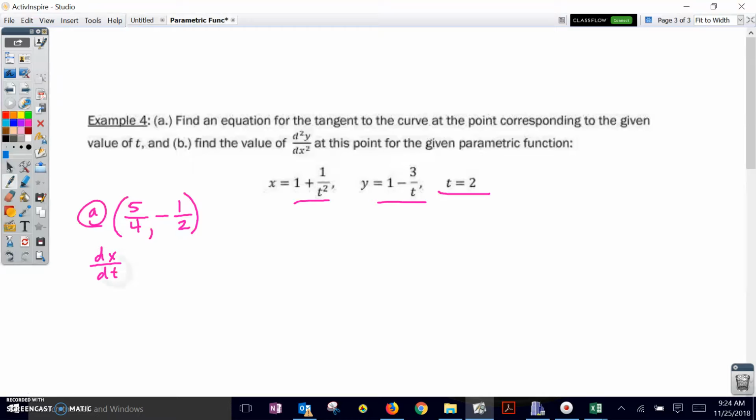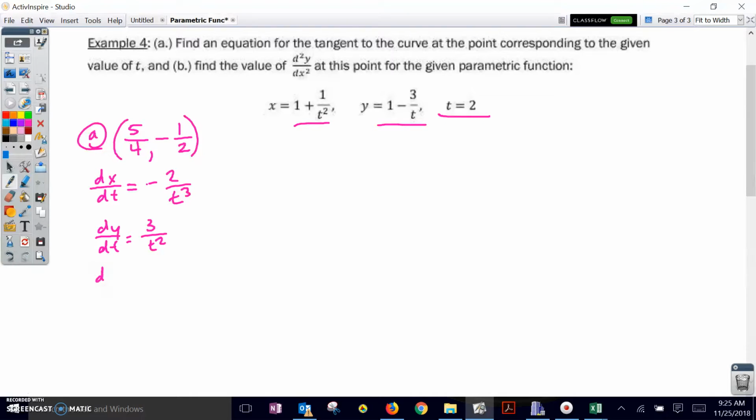So I find dx/dt. The derivative of 1 is 0. The derivative of 1 over t squared is going to be negative 2 over t cubed. dy/dt is going to be equal to, let's see, that's negative 3 over t to the negative 1. So that's going to be 3 over t squared. And so dy/dx is equal to 3 over t squared over negative 2 over t cubed. Simplifying this, we get that dy/dx is negative 3/2 t.